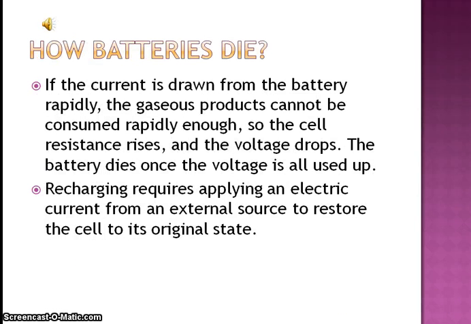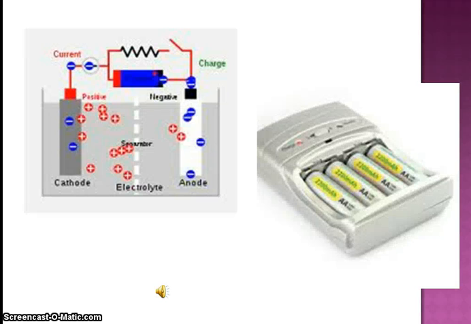How do batteries die? If the current is drawn from a battery rapidly, the gaseous products cannot be consumed rapidly enough, so the cell's resistance rises and the voltage drops. The battery dies once the voltage is all used up. Recharging requires applying an electric current from an external source to restore the cell to its original state. This slide depicts what is happening inside the battery chargers we can buy at a store for our batteries.